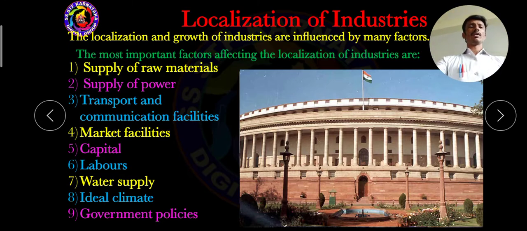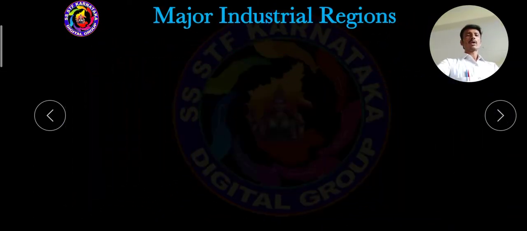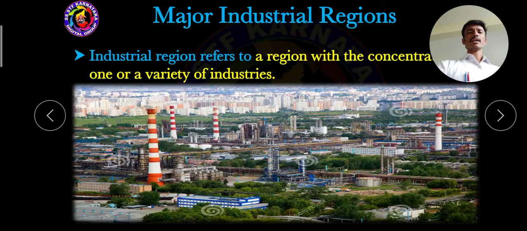Then after, we have to learn one by one what type of major industries are available, and before that, which are the major industrial regions available in our Indian country. So dear students, industrial region means an area with the concentration of one or a variety of industries. So this is the industrial area. Here it is possible to see one industry in some places, and in some other important places we can see different and variety types of industries. So that is what we should consider for the industrial area or industrial regions.